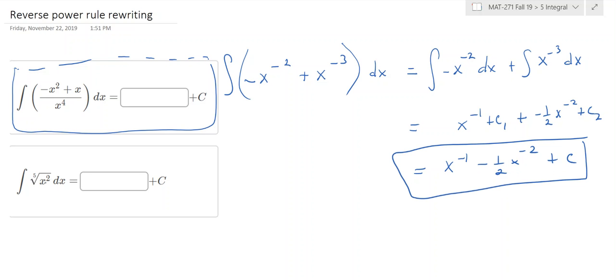And of course, on this one, I'll just let you finish it out, but you're going to rewrite this one. You guys know how to rewrite this using rational exponents. This is the integral of x to the 2/5 dx. And now it's not so tough to do.